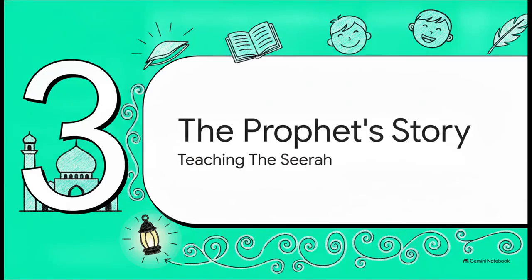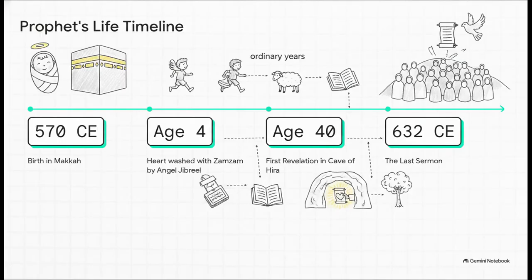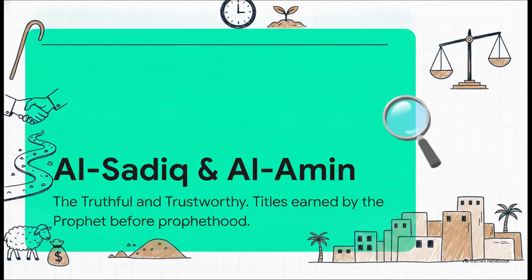Moving right along to Section 3, telling the Prophet's story. You know, so often, bedtime stories for kids jump straight from a miraculous birth in 570 CE to Angel Jibreel washing his heart at age 4, and then fast forward right to the first revelation at age 40. But we really shouldn't skip the middle. Instead of just jumping from miracle to revelation, we absolutely need to put those ordinary years back into the timeline if we want to truly teach character. That's exactly why those middle years matter so much.